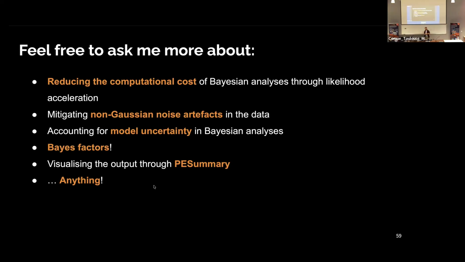I'm also interested in mitigating non-Gaussian noise artifacts, for example glitches in the data, and how they will impact your estimates for the binary parameters. One thing that I'm particularly interested in at the moment is accounting for model uncertainty in Bayesian analysis. How can I account for the fact that my gravitational wave models are going to be different in different regions of the space, and how can I incorporate that into my Bayesian analyses?